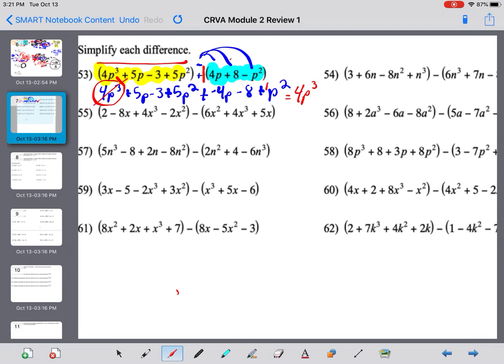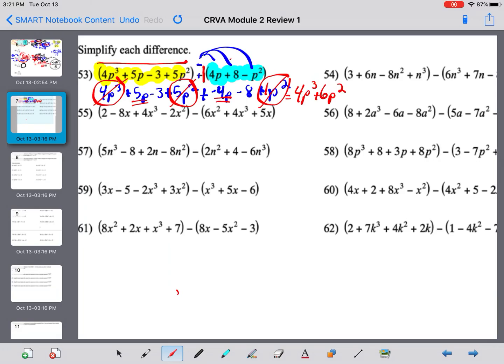Let's go to the p squareds next. I'm going to put a 1 in front of this p squared at the end. Right here, it's a positive 1p squared. And we have 5p squared. That gives you 6p squared. When you combine like terms, they have to have the same variable and power, and you add the coefficients in front. And when you do that, you do not change the variable or the power.